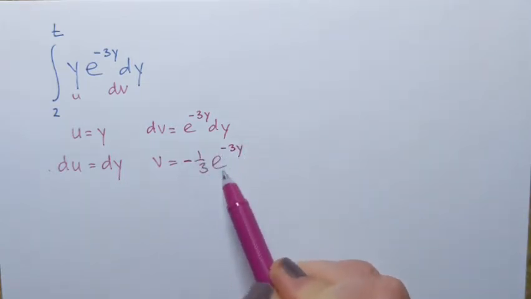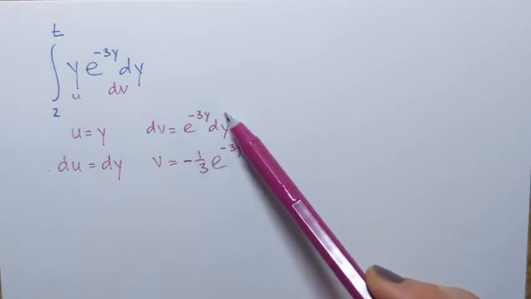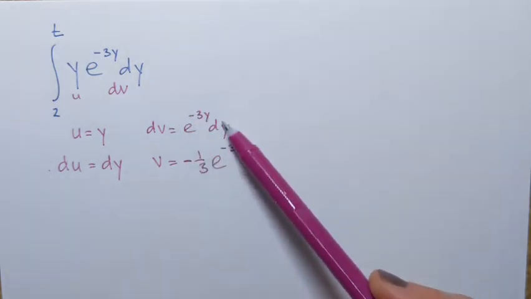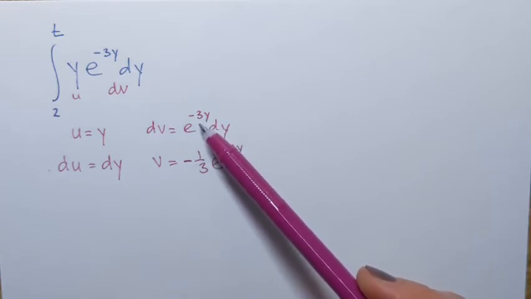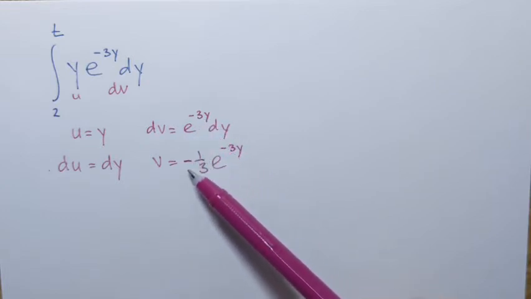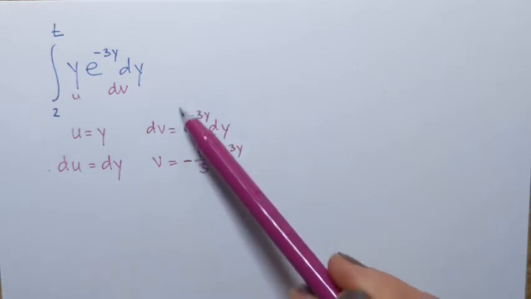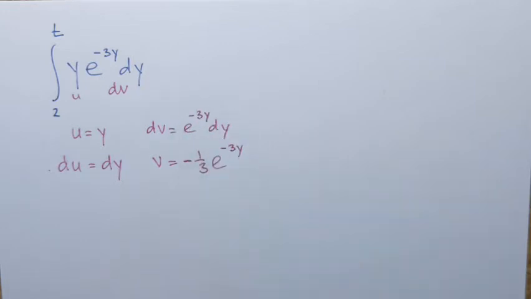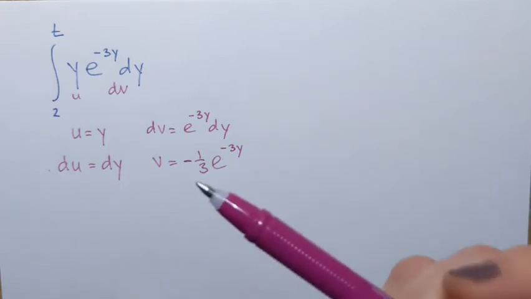If you're not sure where I got negative 1/3, what do you do? Well, you integrate the right-hand side. As you integrate it, you just have to apply the basic substitution rule. It's very short and quick. So if you're not sure how I got that, just apply, again, u-sub to the right-hand side. And then you'll get this result.